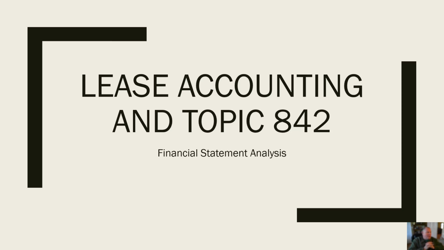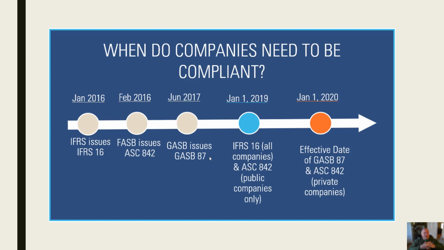Okay, ladies and gentlemen, welcome to our discussion on lease accounting and Topic 842 for financial statement analysis. Well, why are we looking at this now? This came out back in 2016. So February 26, FASB issued ASC 842. We can see when IASB first issued it was in January of 16. GASB issued in 17. Now, that was a couple years ago.